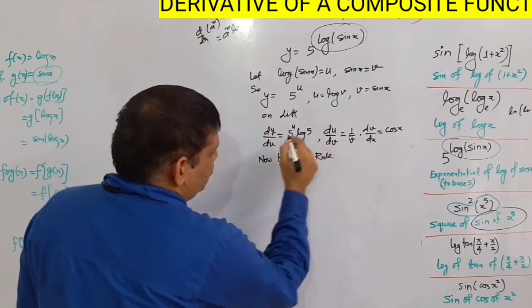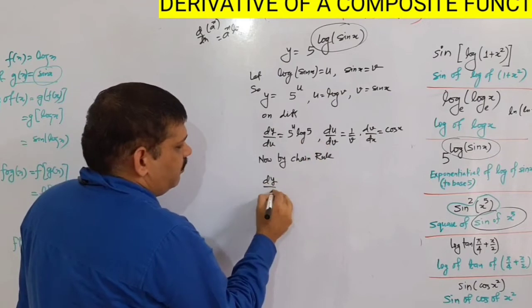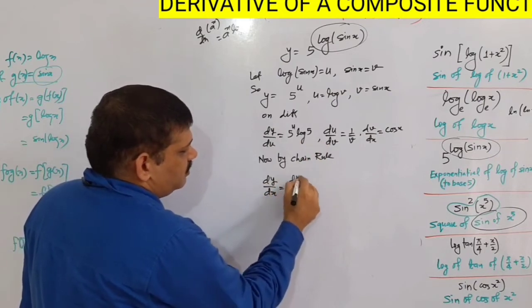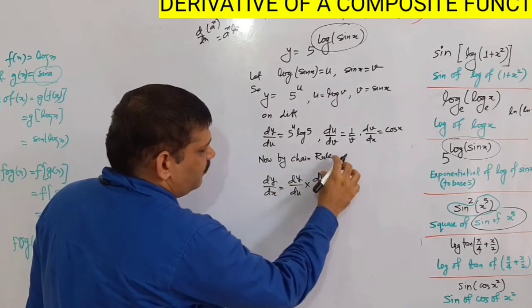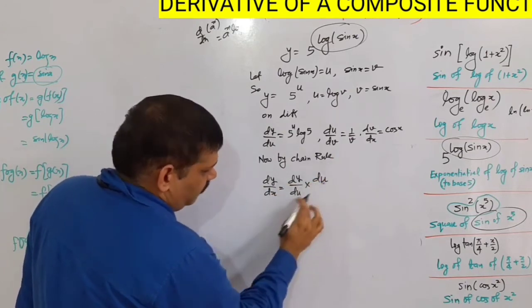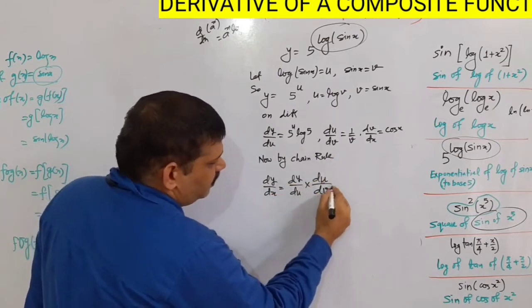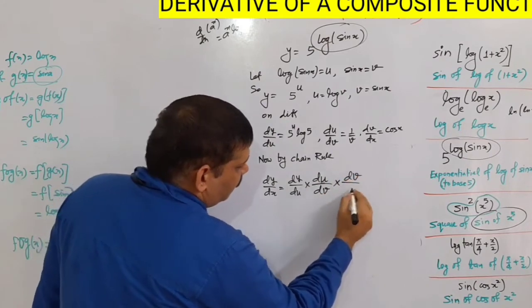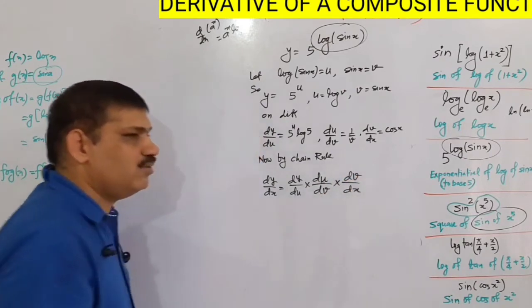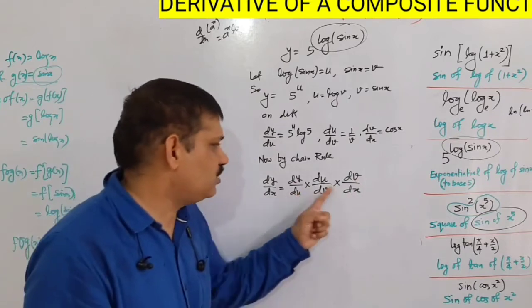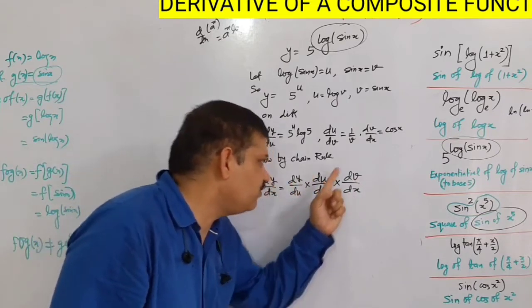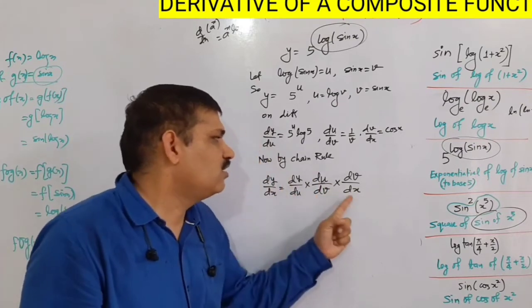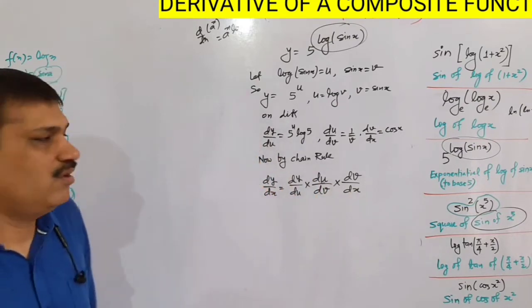Now by chain rule, derivative of y with respect to x is equal to derivative of y with respect to u multiplied by derivative of u with respect to v into derivative of v with respect to x. So we have made a chain to reach x. Y with respect to u, now this u with respect to v and v with respect to x. So we got derivative of y with respect to x.